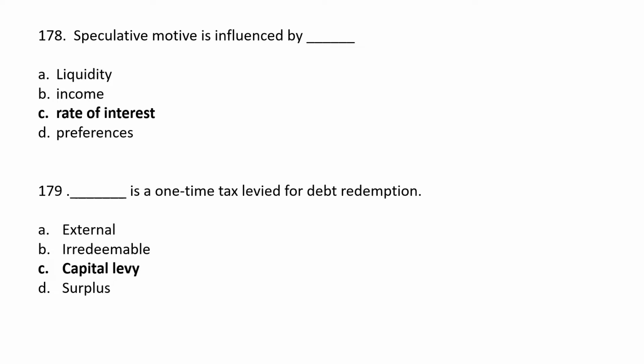Dash is a one-time tax levied for debt redemption. Option A external, option B irredeemable, option C capital levy, option D surplus. The correct answer is option C capital levy. Capital levy is a one-time tax levied for debt redemption.